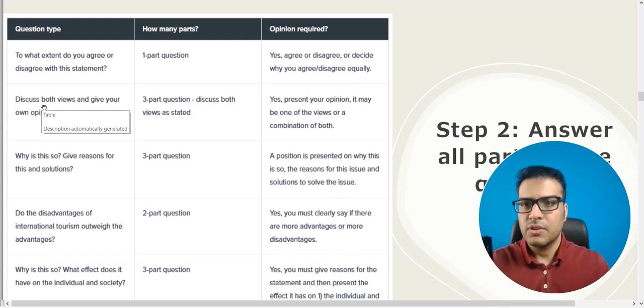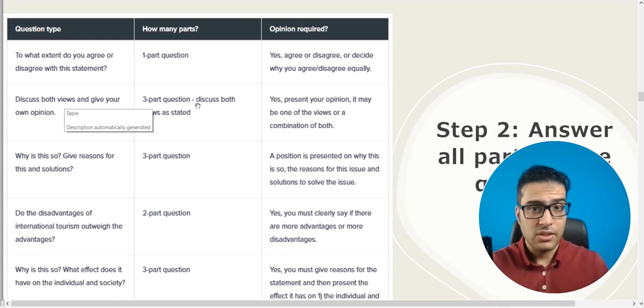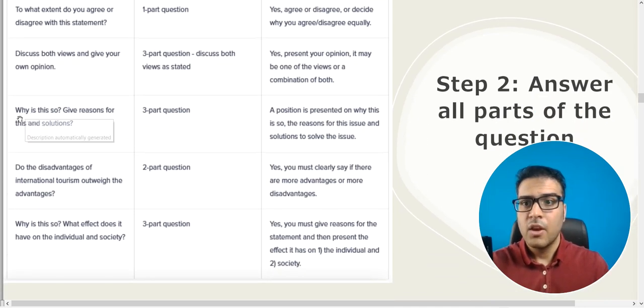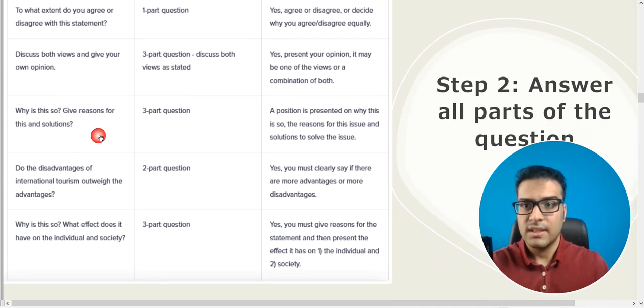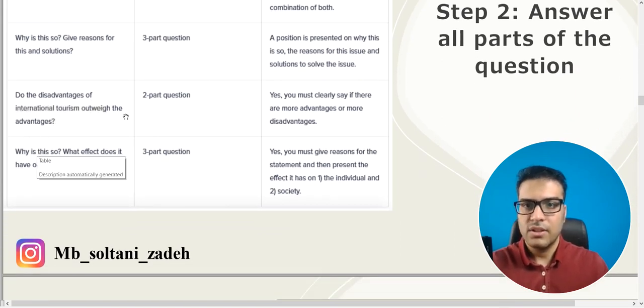The second question type is "discuss both views and give your opinion". We have three parts. We should discuss the first view, discuss the second view, and also give our own opinion. Then, "Why is this so? Give reasons for this and solutions." We have three parts, okay? Why, reasons, solutions.